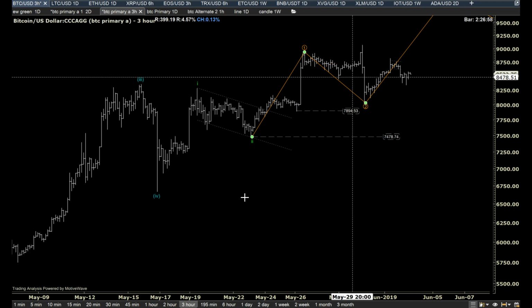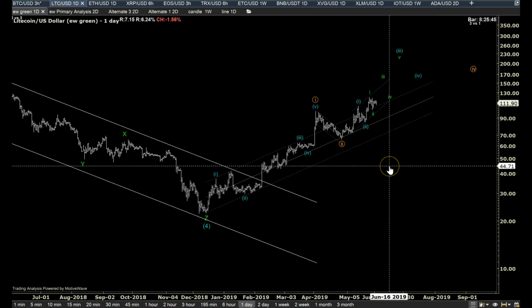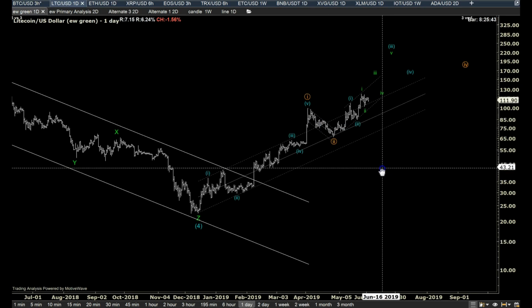Okay, so this is Bitcoin. Let's go and look at Litecoin next. So Litecoin, I have a couple of wave counts in here as well. The first one is a pretty bullish scenario.